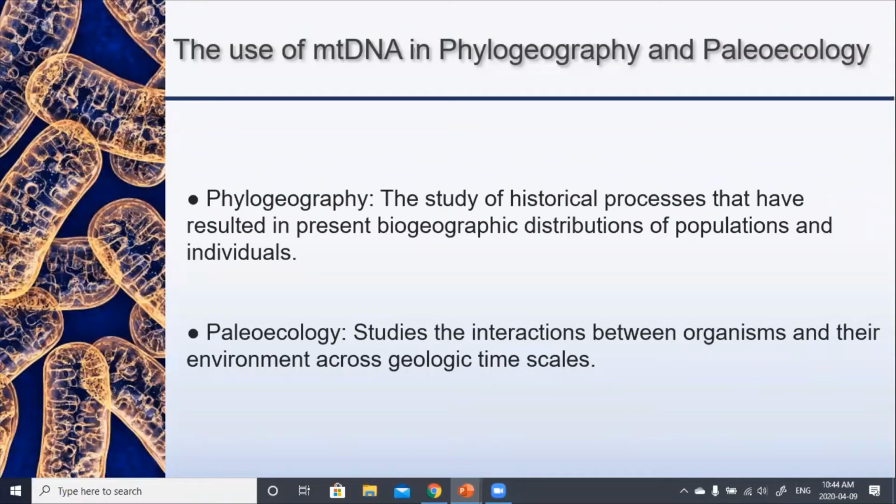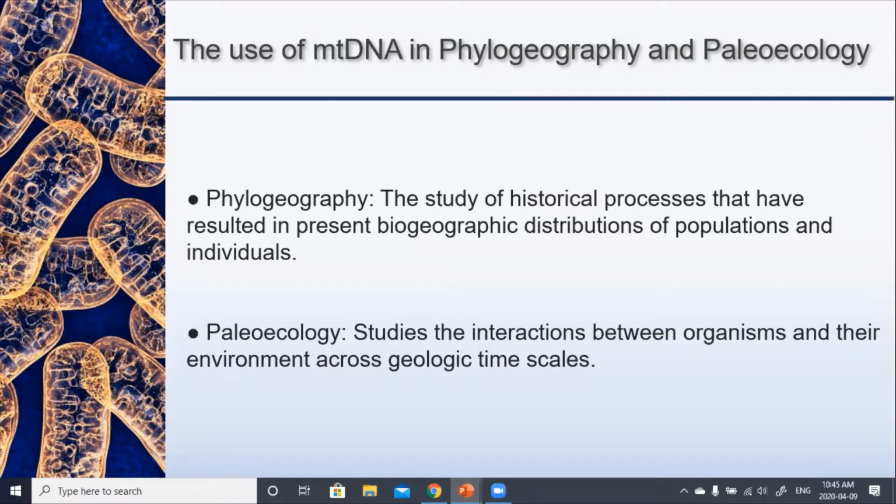Hi everyone, I'm going to present on the use of mitochondrial DNA in phylogeography and paleoecology. First, I'll just go over some concepts. So phylogeography can be described as the study of historical processes that have resulted in present biogeographic distributions of populations and individuals.